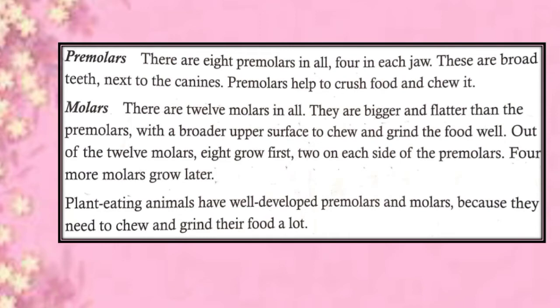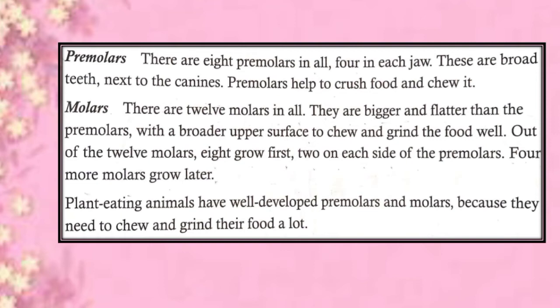Now next type is premolar. There are 8 premolars in all, 4 in each jaw, that is, 4 in the upper jaw and 4 in the lower jaw. These are broad teeth. Next to the canines, premolars help to crush food and chew it. The function of premolars is to crush food and chew it.